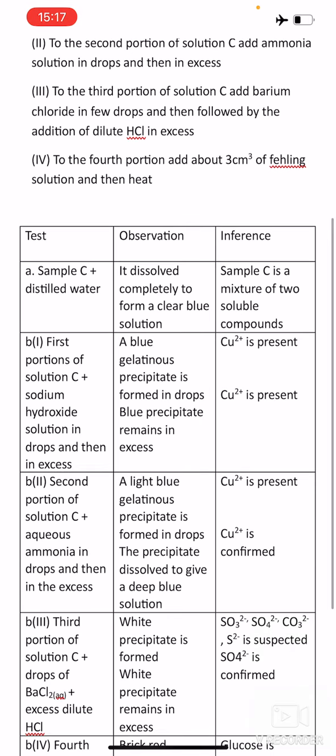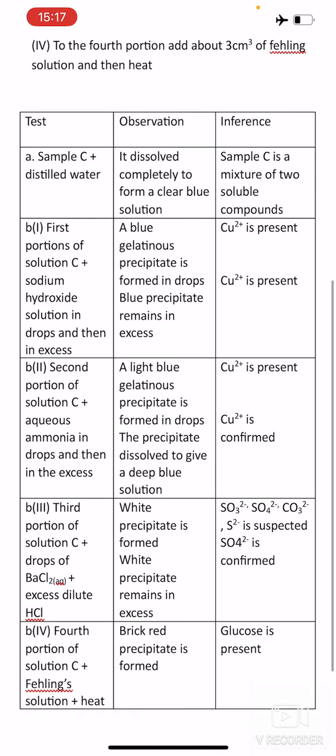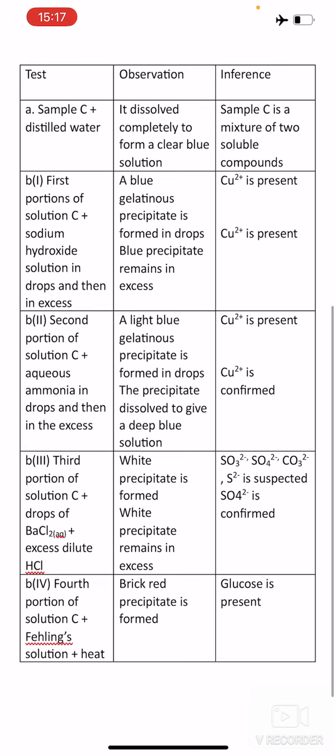Then to the second portion, if we add aqueous ammonia to it in drops and in excess, we will see a light blue gelatinous precipitate. We see a light blue gelatinous precipitate in drops. So we also see that Cu2+ is present. And when we now add this in excess, the precipitate will dissolve to give a deep blue solution, and that is actually a confirmatory test. We are confirming the presence of copper(II) ion in sample C.